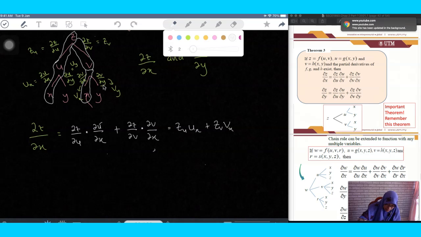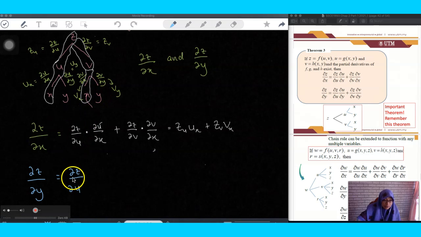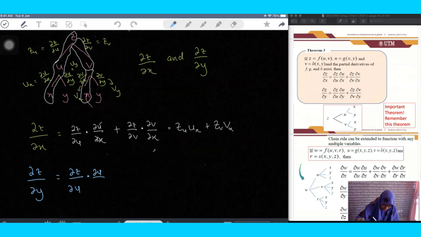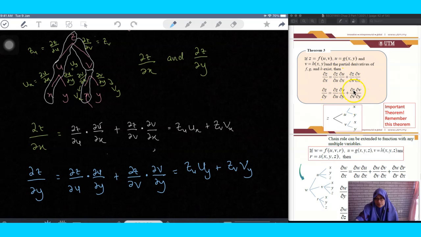Now how about del z del y? We use the same idea. You want to go from z to y, so you have two paths: from z to u, u to y, plus from z to v, v to y. So you have the same del z del u, but then from u to y you have del u del y. The second term, using v, is del z del v, del v del y. Or in a simpler form, z_u u_y plus z_v v_y. This one is for x and this one is for y. So that is the formula.